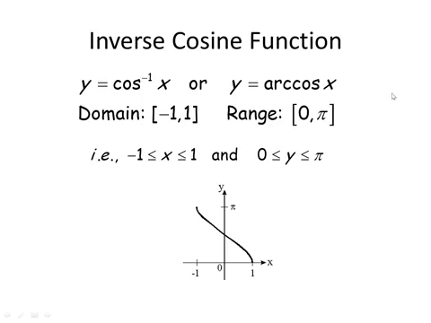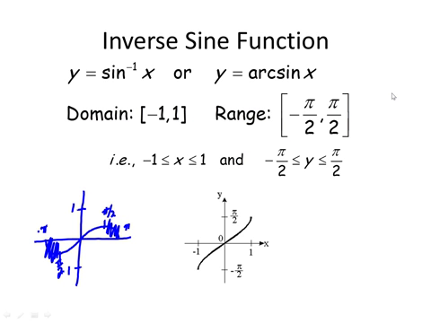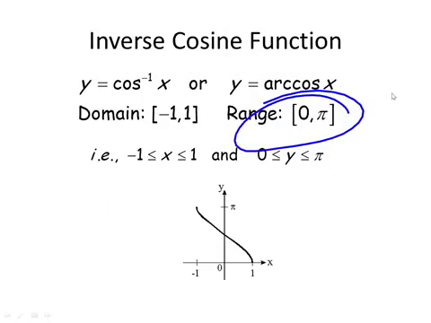Okay, cosine, same thing. Just remember your range is from 0 to pi, whereas your range on inverse sine is -pi over 2 to pi over 2. Inverse cosine is from 0 to pi. Extremely important. Make sure you remember that.